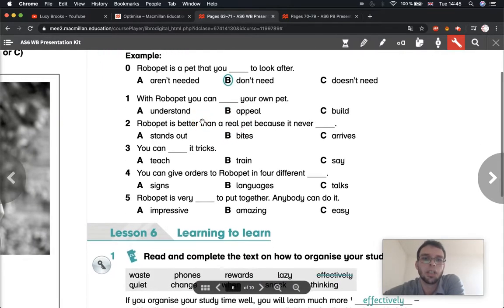All right, so look at questions number 1, 2, 3, 4, and 5. Okay, and see if you can choose the best answer. Now, if there's some of the vocabulary from this unit that you don't remember, just go back into your pupil's book and have a look, or into your notebook. Okay, and just check the meaning of these words.